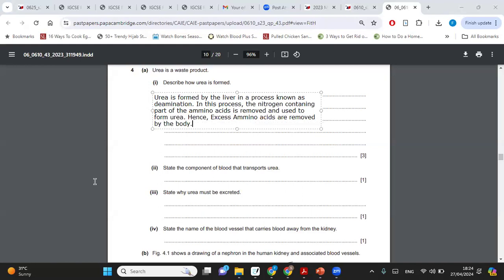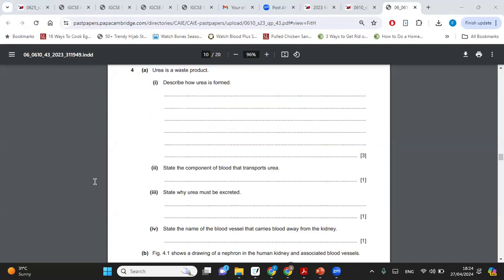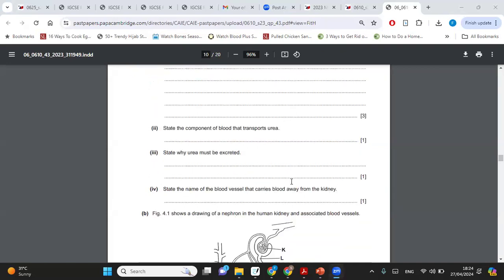Now next question. State the component of the blood that transports urea. Does anybody know what part of the blood transports urea? Plasma, yes. State why urea must be excreted. Why do we need to get rid of it? Because it's toxic to the body. We cannot keep it inside the body for too long. It's harmful for the body. We need to get rid of it.